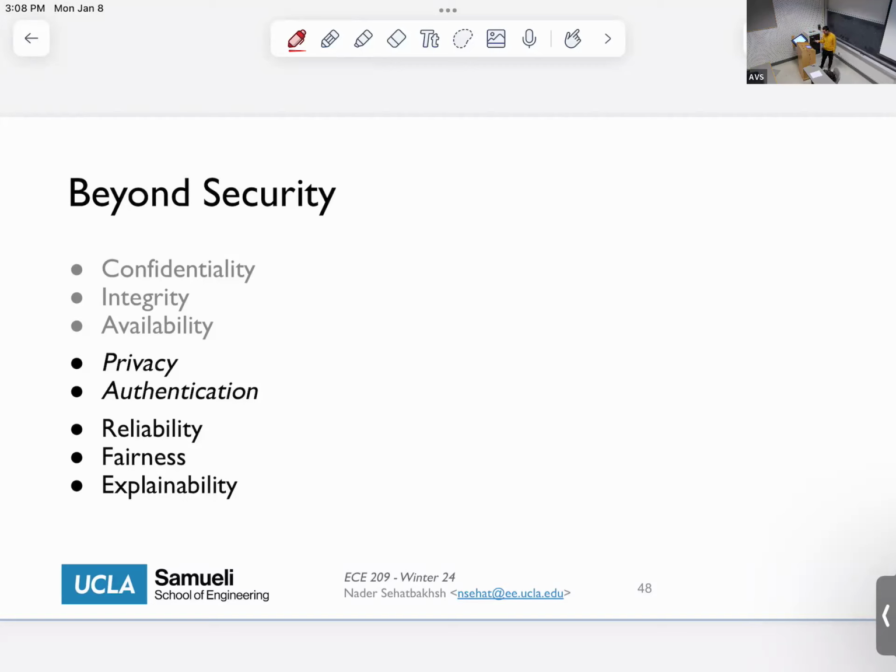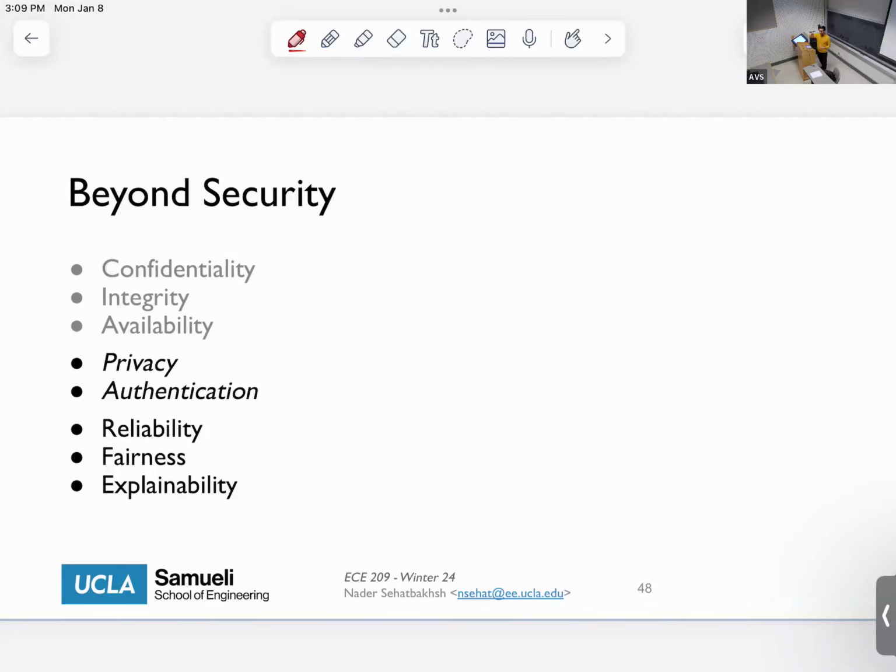So privacy is one thing. Another one is authentication, and authentication is a means to do things. For example, if I want to protect my integrity or confidentiality, one of the very first things I need is a mechanism to authenticate myself, right? So lots of this course will be about various forms of authentication.